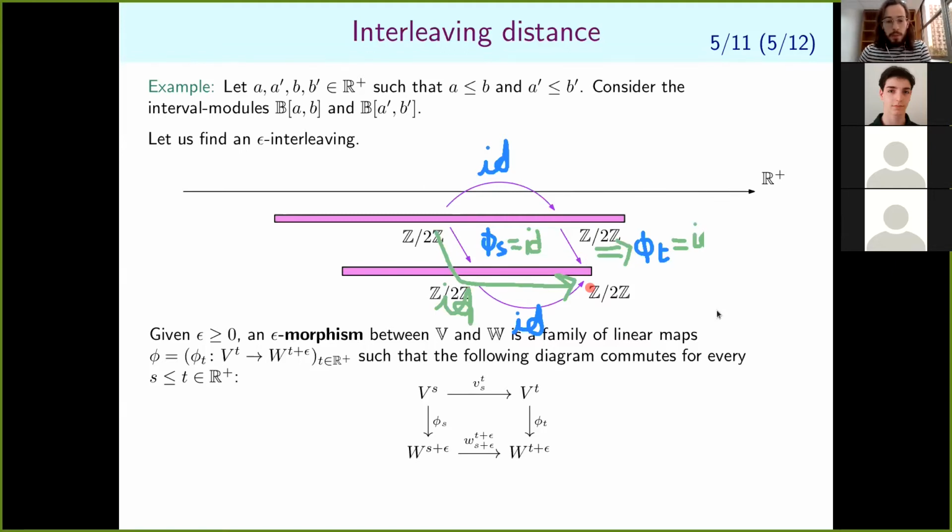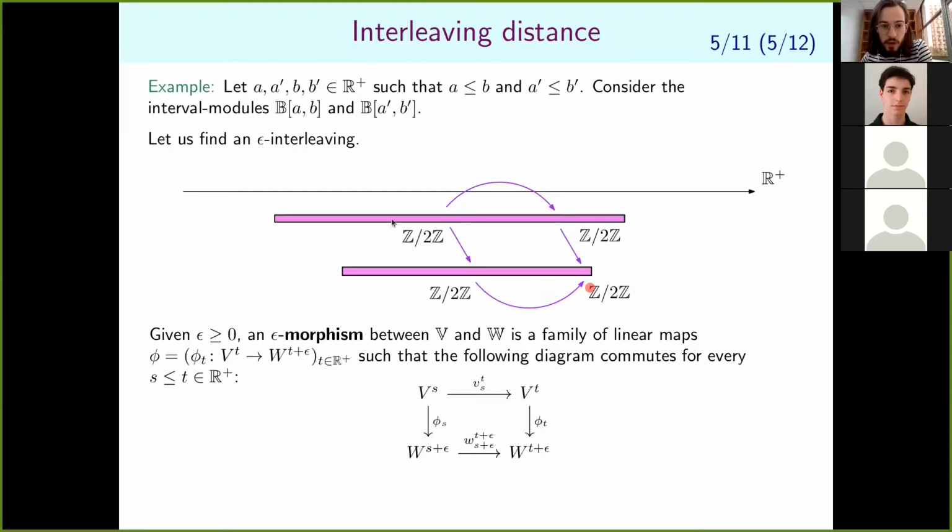In other words, if I consider two maps, phi s and phi t, in the intervals, then one being the identity implies that the other also is the identity, and conversely, if one is 0, the other one is 0. Okay, so an epsilon morphism in between the two intervals may have only one possibility, one value between 0 or the identity.